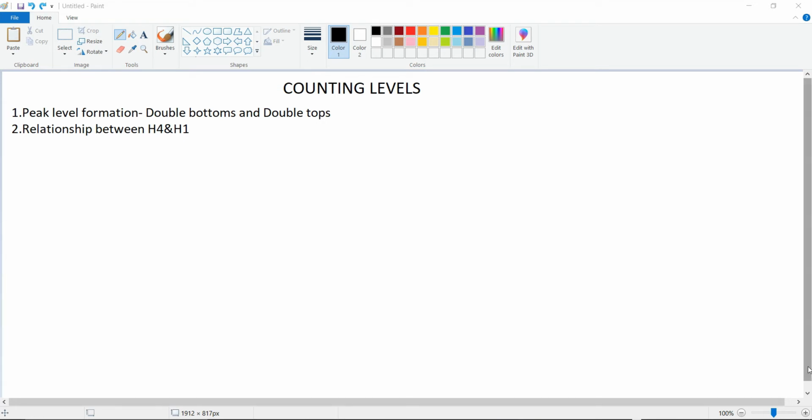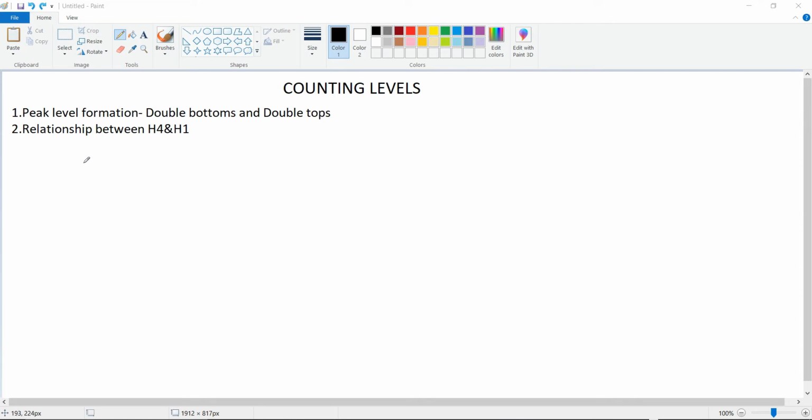Okay, let's start. There's some basic stuff you need to understand, so I'm going to give you a quick illustration of what we're talking about. The first thing you need to identify before you start talking about your counting levels is your peak, and your peak validates after three levels are formed, either at the top or at the bottom, or should I say three levels are formed after a peak validation. Let me explain to you.